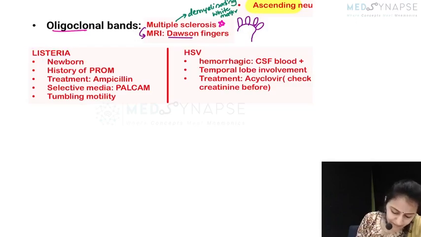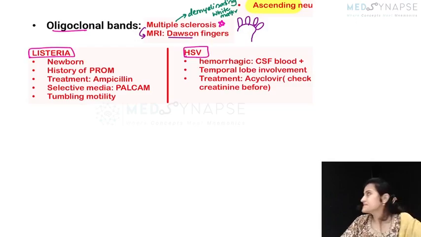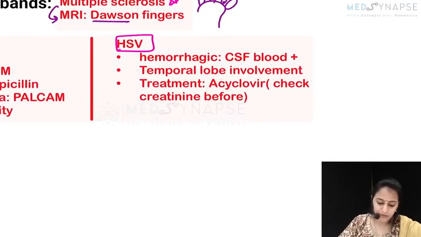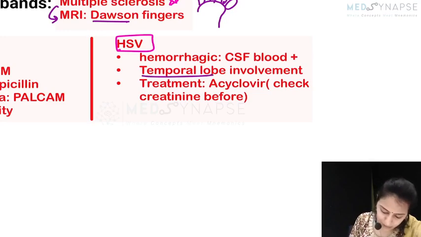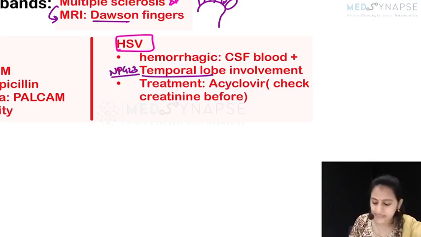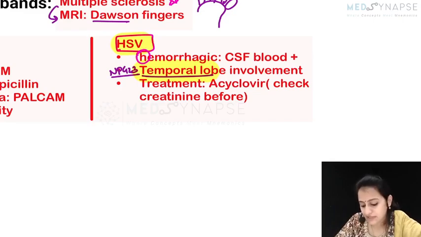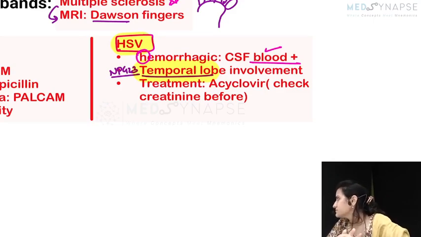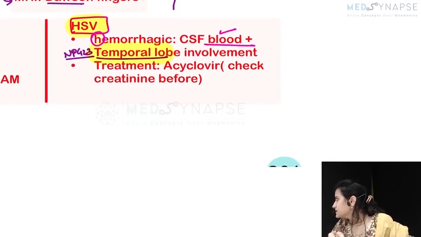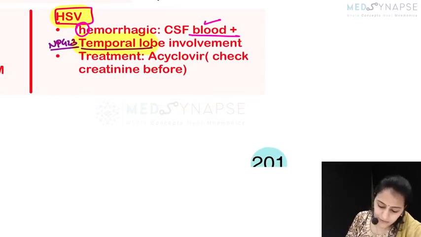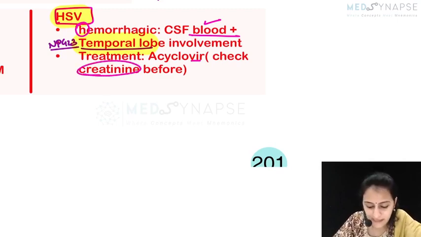Listeria and HSV. Herpes simplex virus affects what lobe in the brain commonly? Temporal, as in the recent exam. Temporal lobe, whenever you see it involved, think HSV. And HSV generally causes meningitis which is hemorrhagic. There's going to be blood in the CSF. Right, it's a hemorrhagic encephalitis. The treatment here, drug of choice, is acyclovir. It's nephrotoxic, so you need to check creatinine before giving acyclovir.